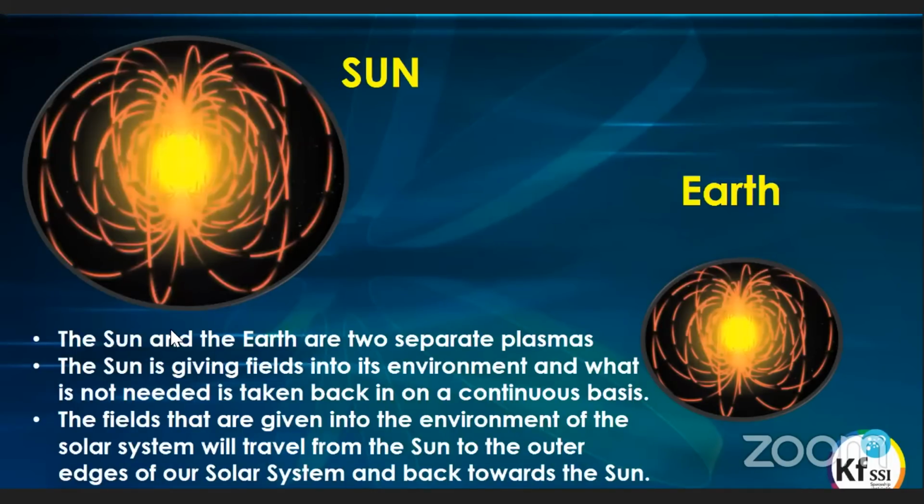If we view the sun as the principal field of our solar system, the magnetic rays coming from the sun will travel to the outer reaches of our solar system, which we can view as a plasma, and these will come back in again if it's not needed beyond the solar system. So it's these magnetic rays given off from the sun which interact with all the other plasmas, be it the Earth.